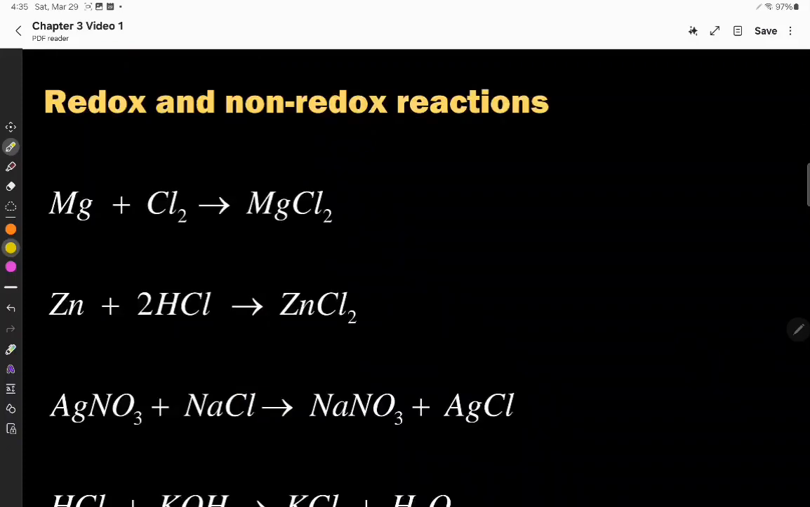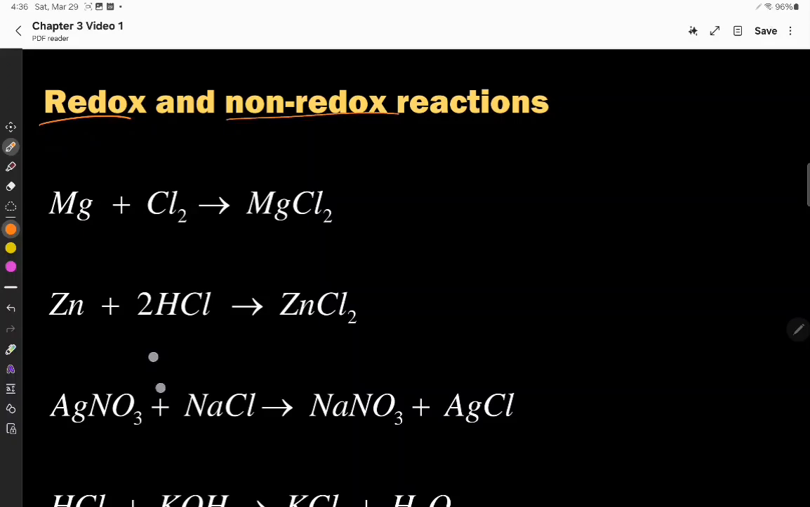Now let's speak about redox. Redox reactions and non-redox reactions. When we speak about redox, reduction and oxidation, these are reactions in which oxidation and reduction are involved. Let's look at the equations and determine whether they are redox or not. Sometimes it gives you questions: which of the following is redox? Which of the following is non-redox?